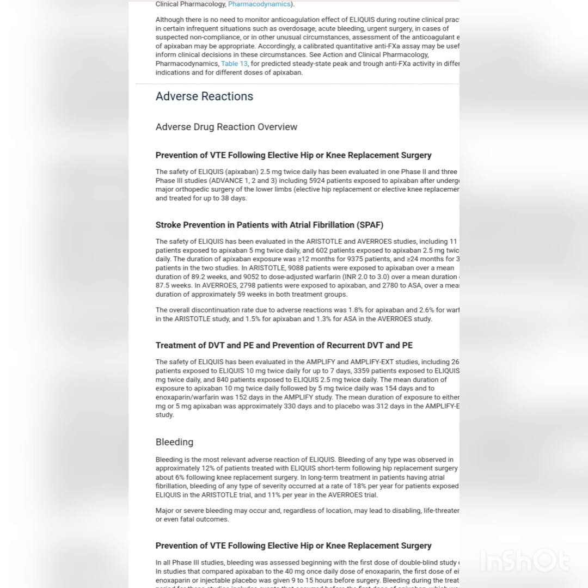Mostly you'll see the more important ones in bold, as you can see. And then, of course, bleeding for Eliquis is something you want to let them know. If there are any other side effects that you know from the back of your head, try not to use those because they may be outdated or they may not apply to this case right now.